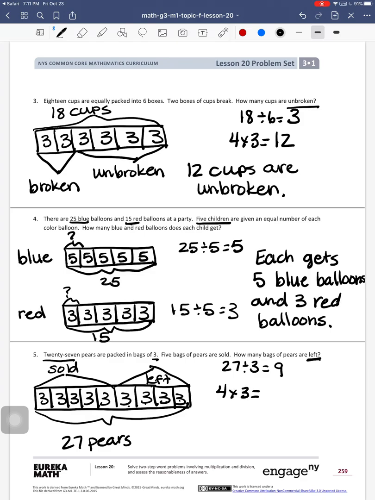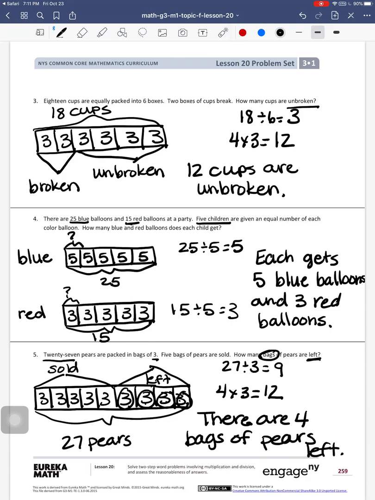What does 4 times 3 equal? 12. Right? We have 12 left, but it didn't want to know how many are left. It wanted to know how many bags are left. So let's count. We have 1, 2, 3, 4. So it's always important to read the question. There are 4 bags of pears left, but there are 12 pears left.